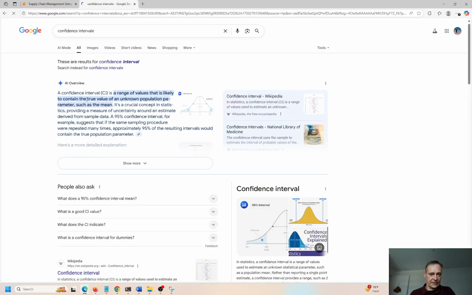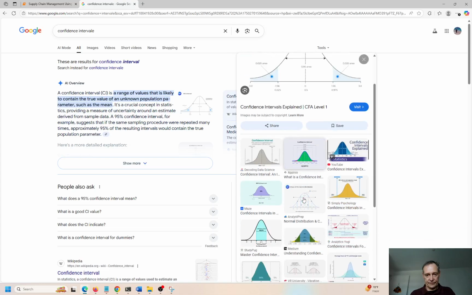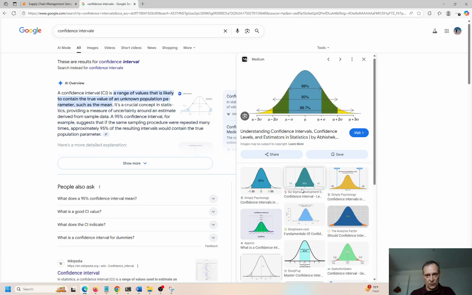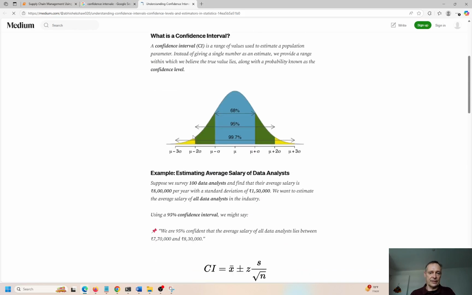intervals. Let me see if this thing comes up. This looks promising. Let me see. Oh, that's not what I want. Oh, maybe this. Yeah, this is close enough. If you look at this right here, it's going to help me out.